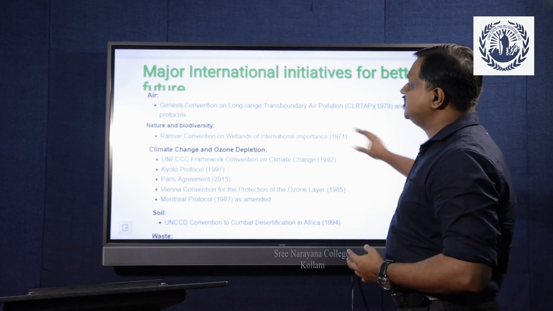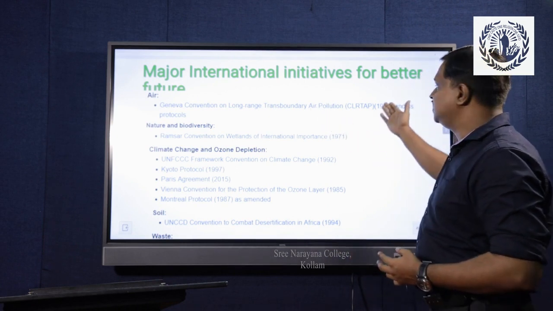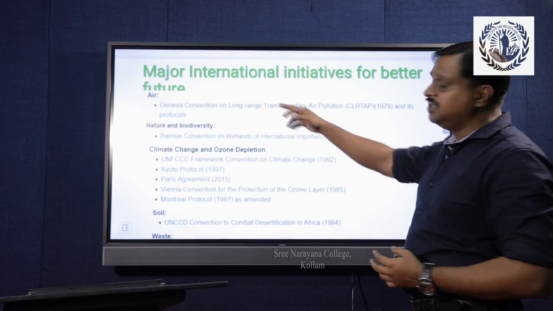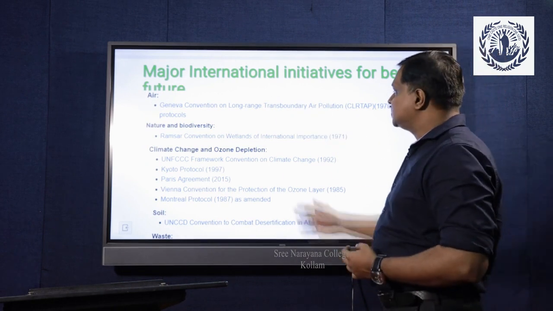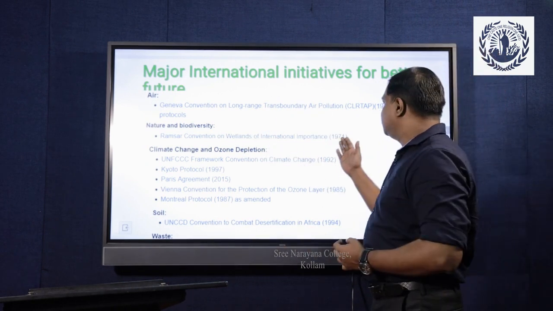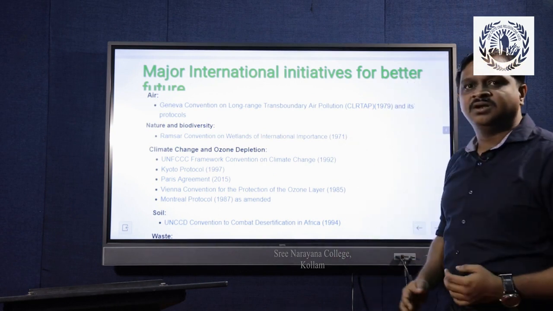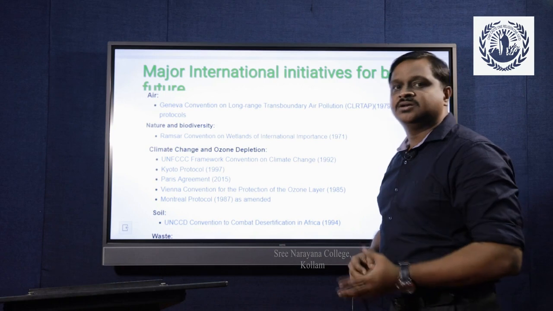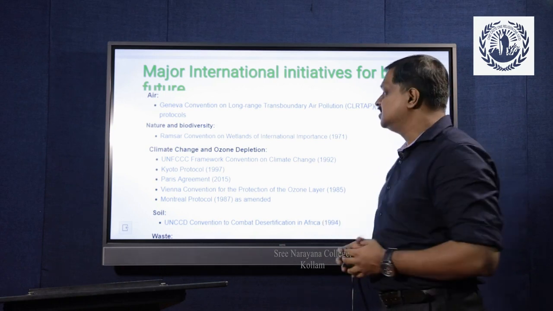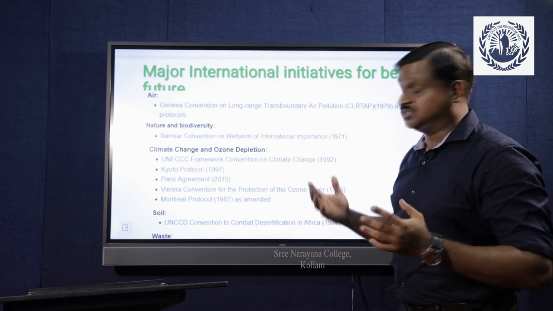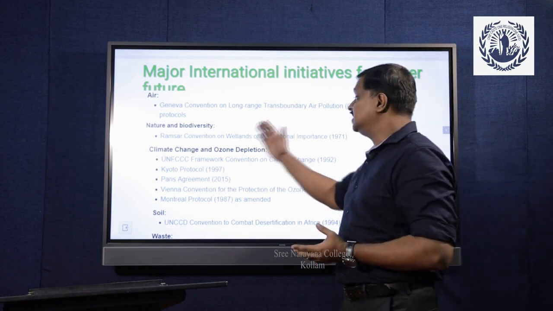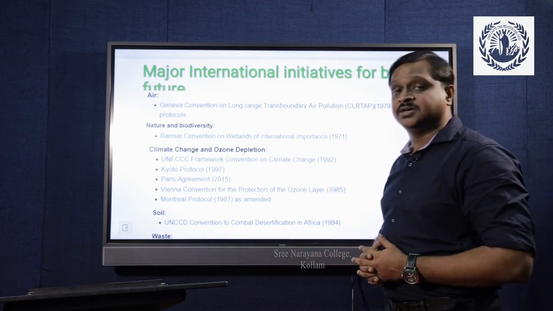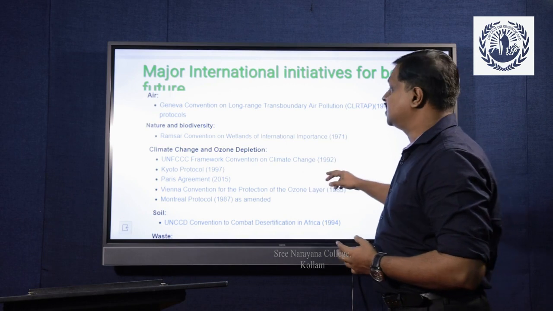You can see the Geneva Convention, made in 1979, which is for air pollution. Next is the Ramsar Convention, implemented in 1971, exclusively for wetlands. All of us know that wetlands are very important ecological places where a lot of living organisms live. We have to save the wetlands. That is a very important strategic move made by different countries.